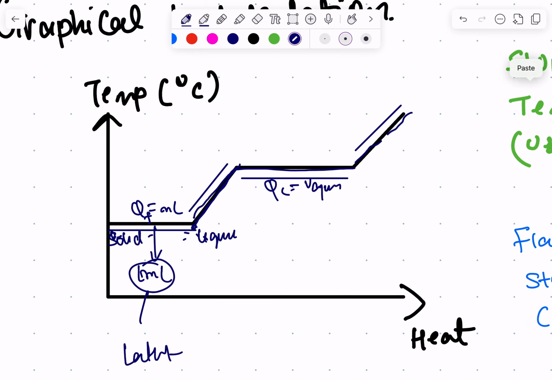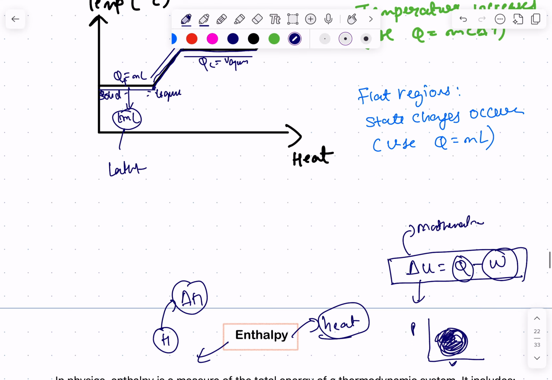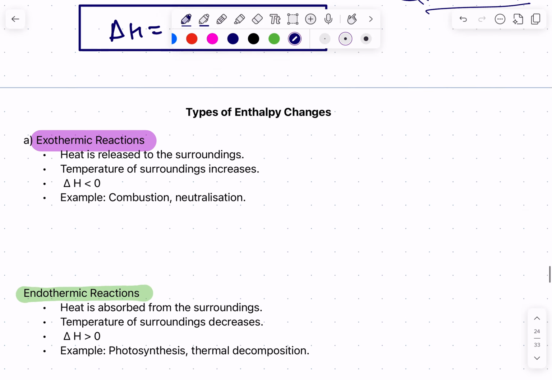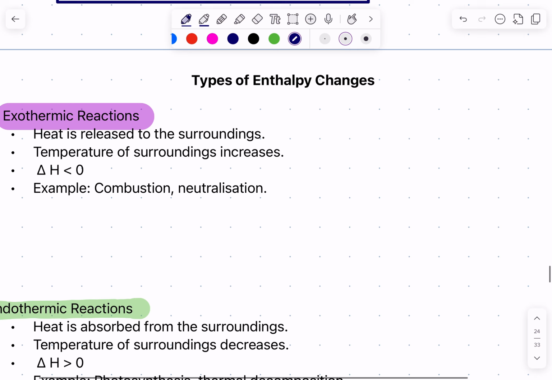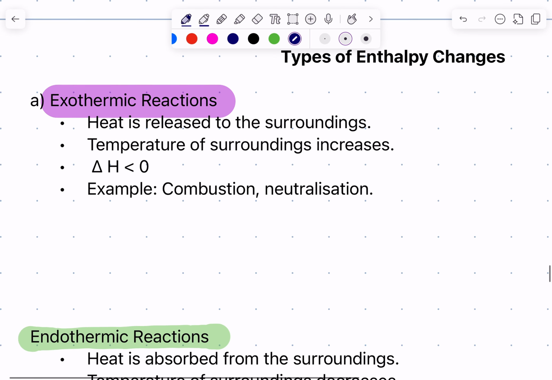All right, thank you. Okay, so no questions, perfect. Let's go ahead and discuss the enthalpy, types of enthalpy changes. This is very important, and in chemistry also you will be encountering situations where they will be asking you what are exothermic reactions and what are endothermic reactions.